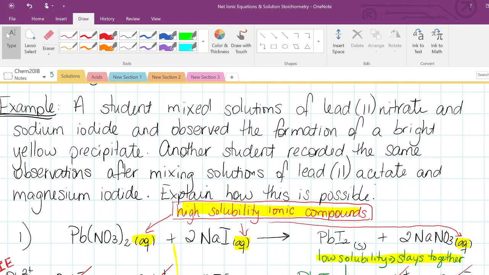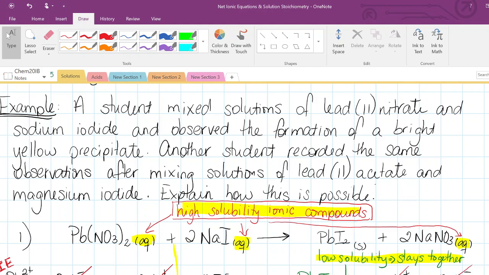Explain how this is possible. Okay, so this one's a little bit of a weird setup for the question, because it's not really asking you for net ionic equations. But what we need to do is write the net ionic equations to see why this precipitate is forming in these two separate chemical reactions.